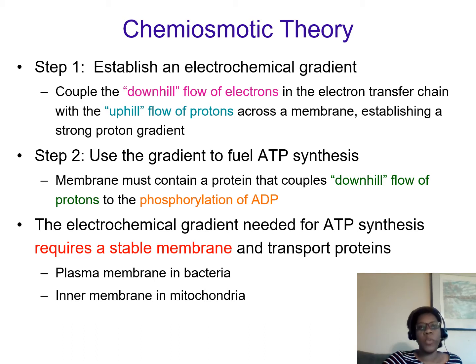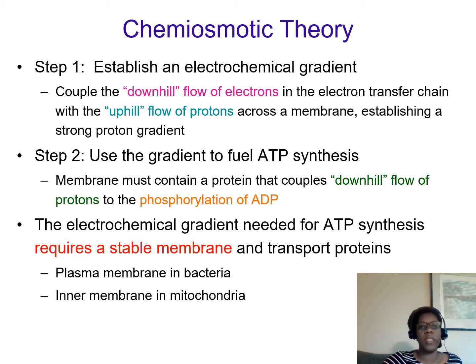All right, so then we're going to establish this electrochemical gradient where we have more protons on one side of a membrane than another side of a membrane. And so then when the protons flow back across the membrane, we're going to use that gradient to fuel ATP synthesis. So we're going to see two things.